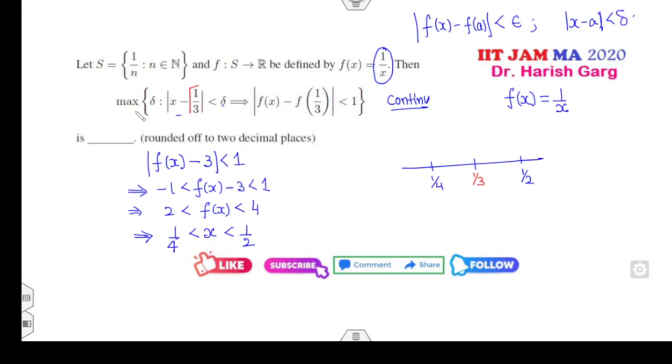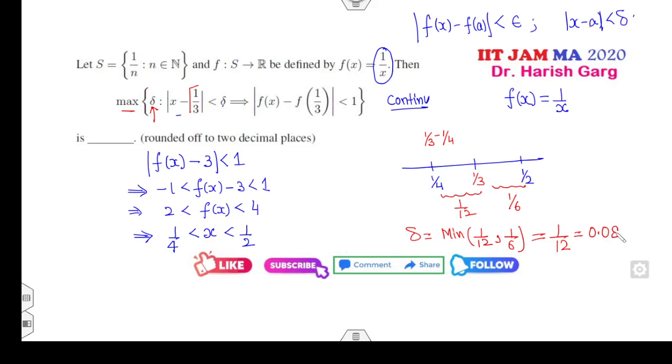And your target is to find the maximum of such number. What is the difference of this length? This number is 1 over 3 minus 1 over 4, that is 1 over 12. And this number is 1 over 6. And how can you find the delta? Delta will be the minimum of 1 over 12, 1 over 6. So what is the minimum? 1 over 12.